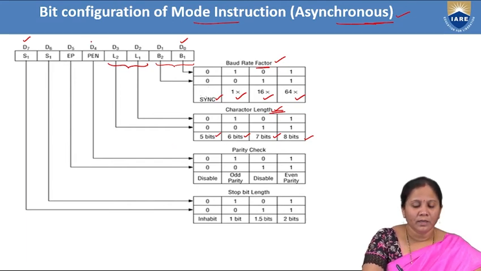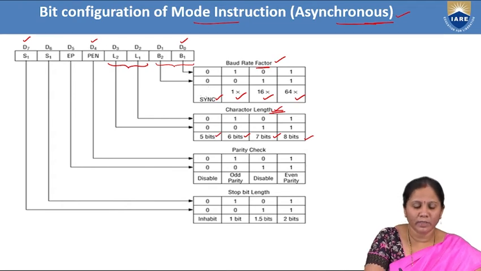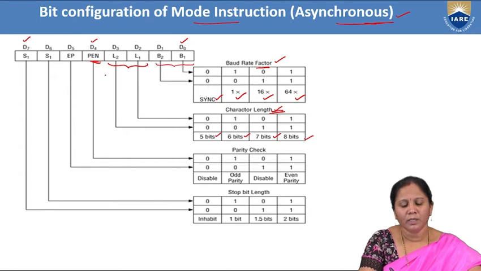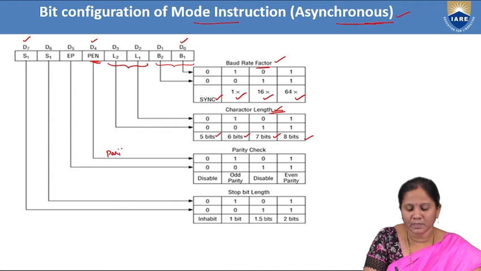And the next bit is D4. So D4 here represents PEN. So here PEN represents parity enable. So this signal represents parity enable. So this is about asynchronous, talking about this D4 bit.